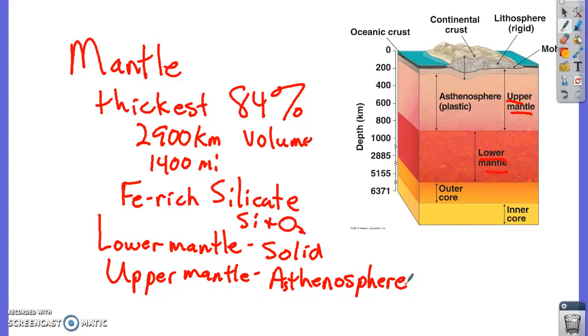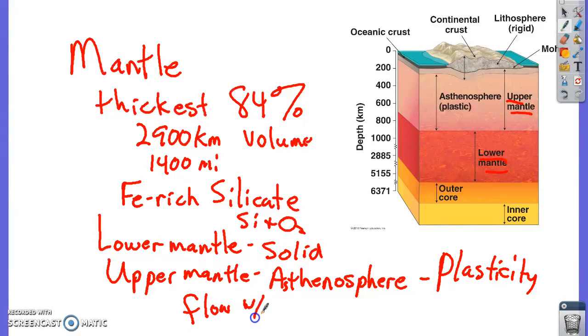The asthenosphere has plasticity. Someone said, well, what is plasticity? Is it made out of plastic? No. It's made out of iron silicate minerals. But basically, it means it can kind of move. It can flow without actually melting. And I said, well, how can you flow without melting?